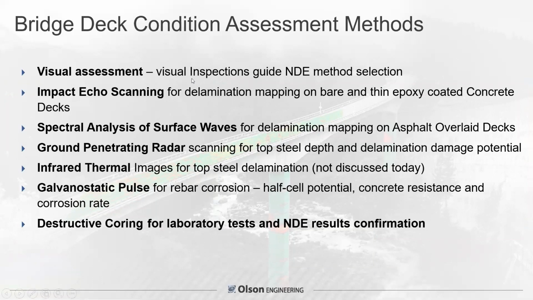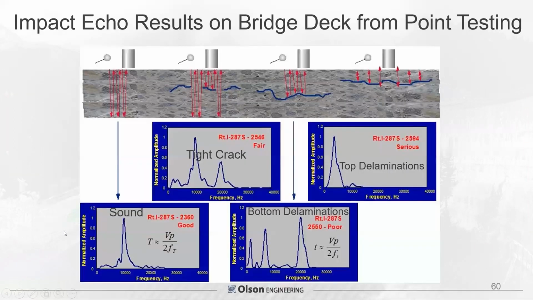But this shows we're shifting gears to the second part of the talk today. And I think I need to speed up a little. So, bridge deck condition assessment methods: impact echo scanning, surface waves for mapping on asphalt overlay decks, ground penetrating radar. We're not going to discuss infrared, but it can also be used for top steel delamination, and the Galvapulse, and you do some destructive coring.